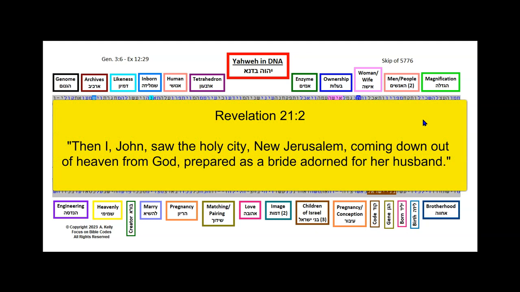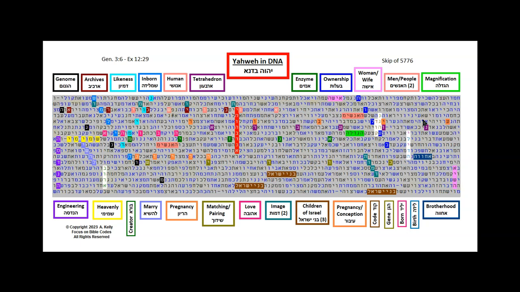Then I, John, saw the holy city, New Jerusalem, coming down out of heaven from God, prepared as a bride adorned for her husband. Yeshua will be the bridegroom, and believers will be his bride.